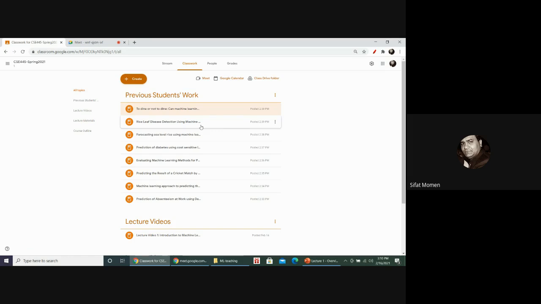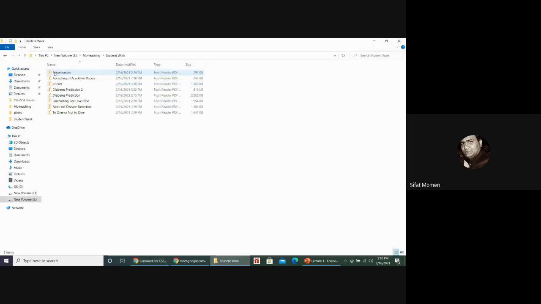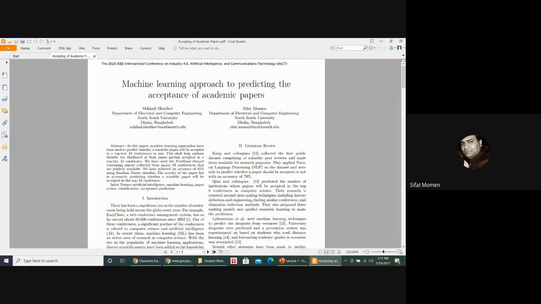Okay, let me show an example, then maybe it will seem a bit more interesting, okay? So I'll just show you one example from here. Let's take the example of this paper. This is a work that was published in 2020, so that's last year. He was doing CSE 445, and this was one of his works. This is his project work. So I'll just explain what he did.